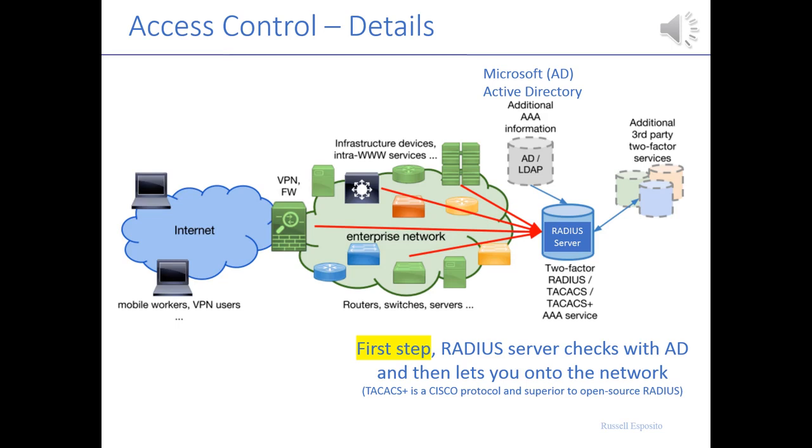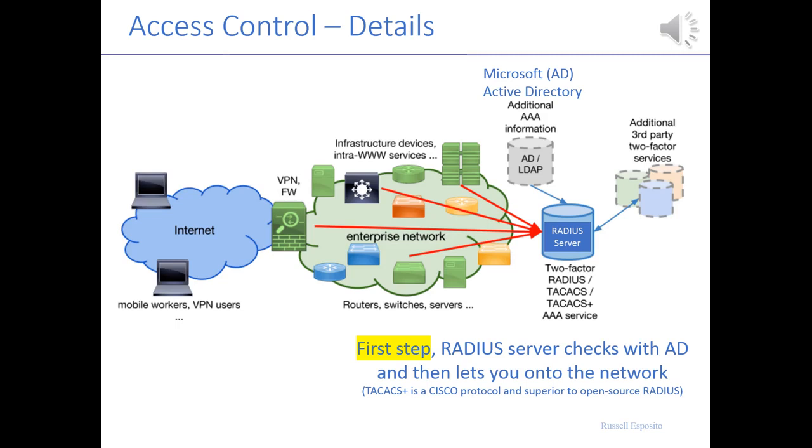So that's over to the right where those three little drums are, additional third-party two-factor services. The RADIUS server has that ability to check AD, check a domain controller, make sure you're a valid user, and also manage and process any multi-factor authentication. And that gets you onto the network, and that's the very first step.